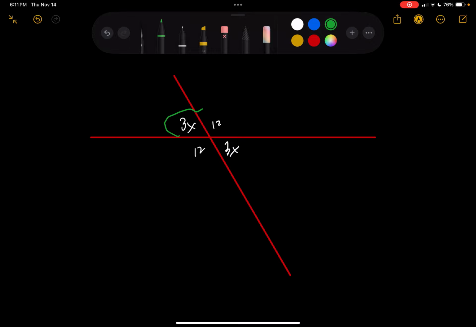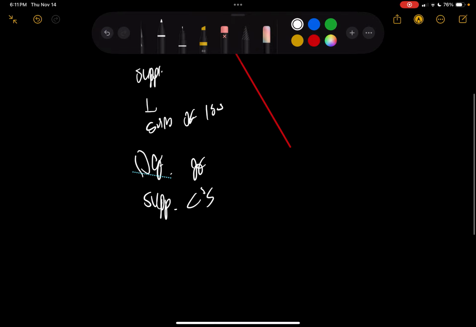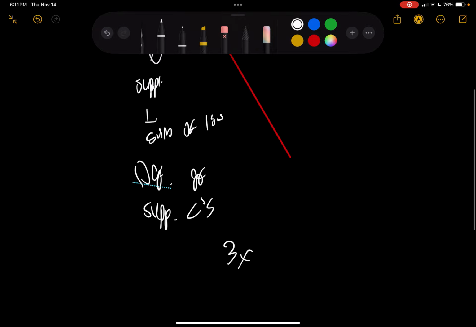But then if you look at the relationship up here, you know these form a linear pair. And you can assume that if something is a linear pair in geometry. Linear pair implies supplements, which implies sum of 180. This is our definition of supplementary angles. So this means 3x plus 12 equals 180.